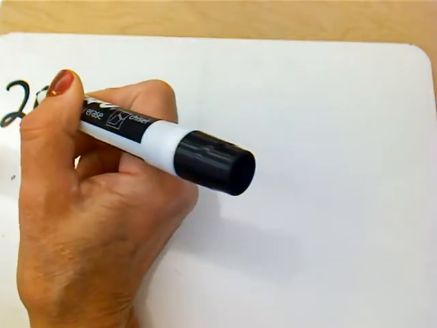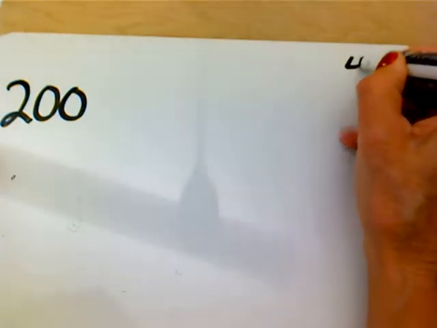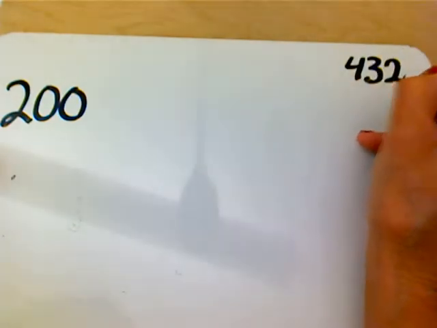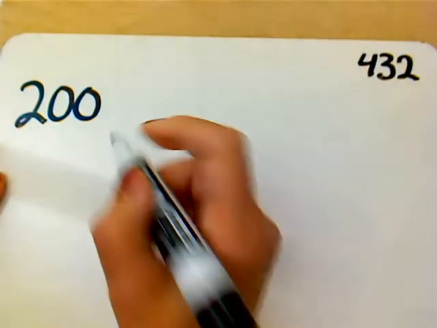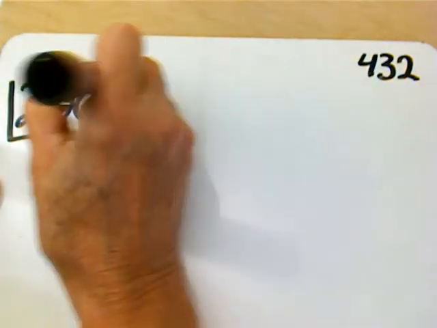Let's try another one. This time you're going to start at 200, and your goal is to get to 432. I'll give you a hint. You're going to have to count by hundreds, tens, and then ones. You're on your own. Shut the video off.